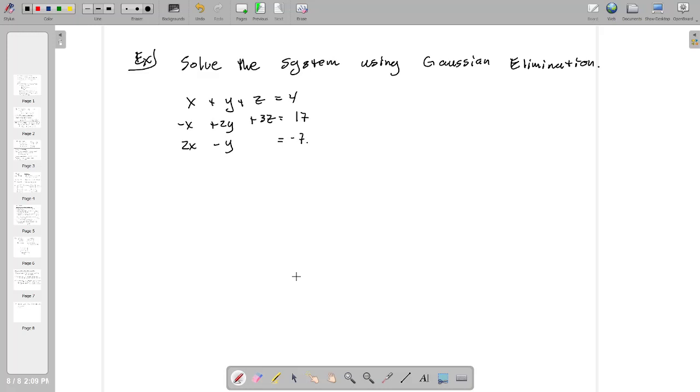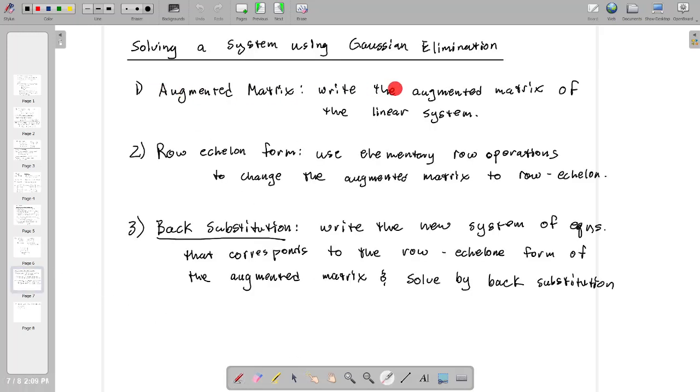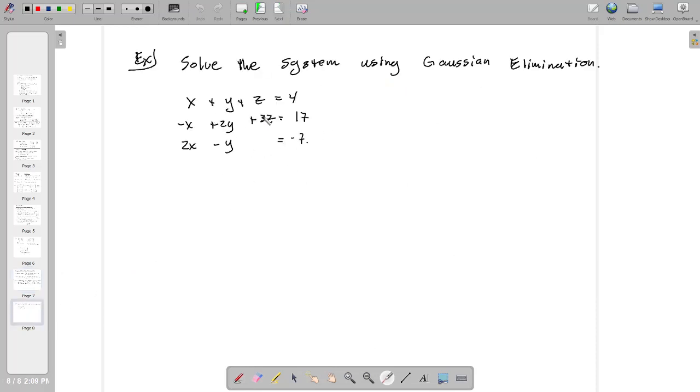So first, remember that we need to write our augmented matrix. Now the augmented matrix is going to be the coefficient matrix, the matrix of coefficients, augmented with the solutions. So our coefficient matrix would be 1, 1, 1 in the first row because we have coefficients of 1, 1, and 1. In the second row, it's negative 1, 2, and 3. And in the third row, 2, negative 1, 0. Now we augment that with the solutions.